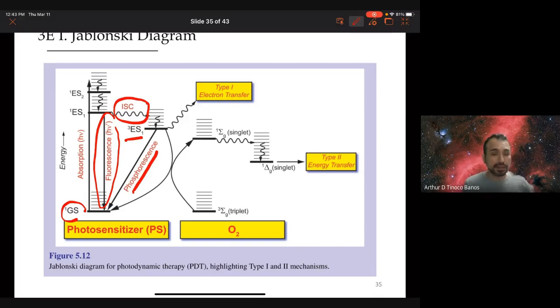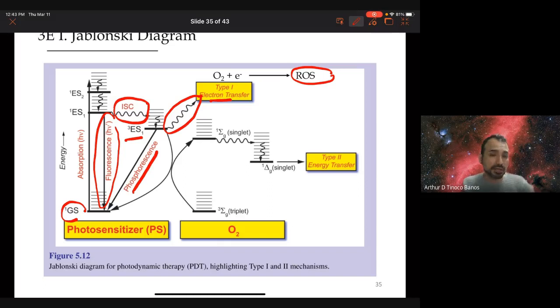Or another thing that can occur is that this electron in this triplet state can undergo what is known as an electron transfer. What I mean by that is that it can interact with oxygen within the cellular environment, leading to a greater production of reactive oxygen species.